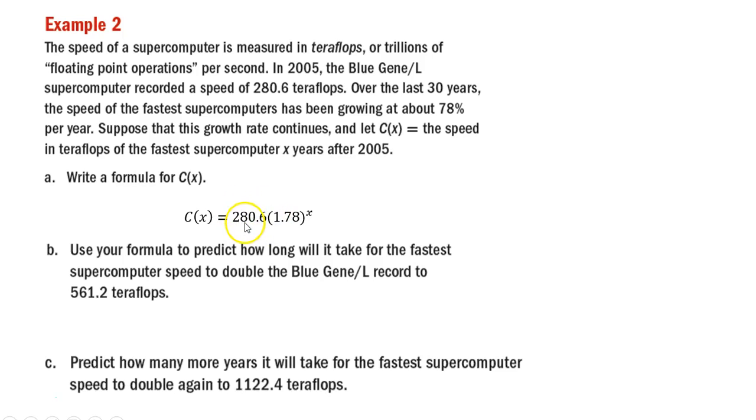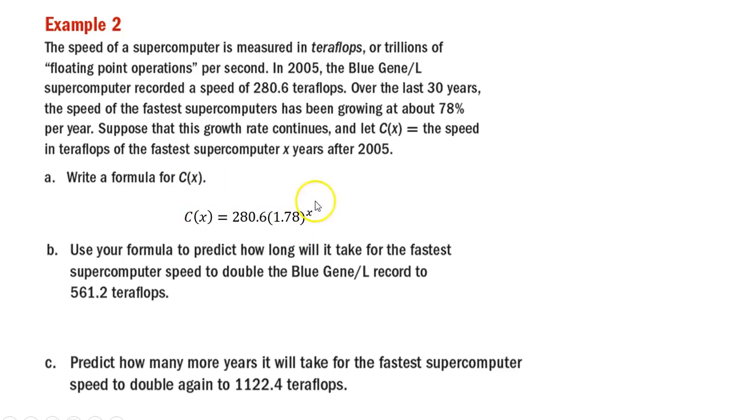280.6 is the starting amount. That's what we started at. Now, every year, it's increasing by 78%. So we're going to multiply this by 78% and then essentially add that on. But notice we have this 1 here, 1.78. We have a 1 here because if we multiply 1 by 280.6, that's going to stay the same. And then we're going to multiply that by 0.78, which will add on the 78%.